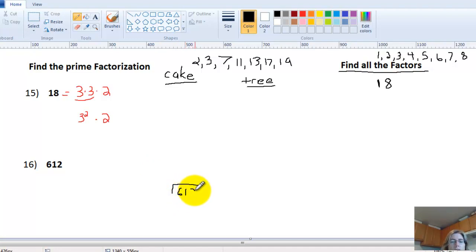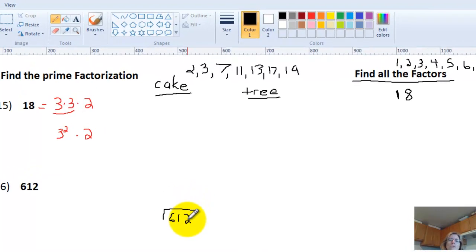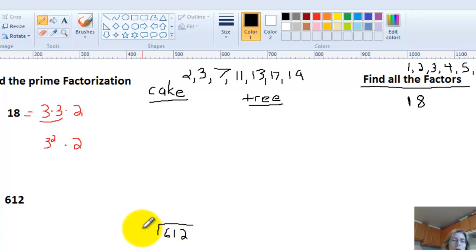You start with this, and then you decide, using the cake method, you've got your prime numbers listed somewhere on your paper when you're doing this. Start with the first prime number, 2. Does 2 go into 612? Yes, it does, because 612 is an even number. It ends in 0, 2, 4, 6, or 8. And that's one of our divisibility rules.